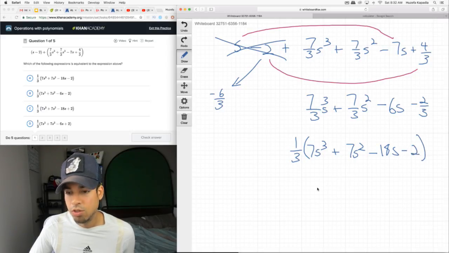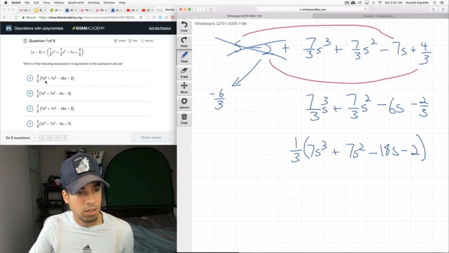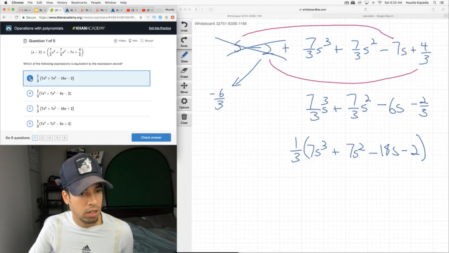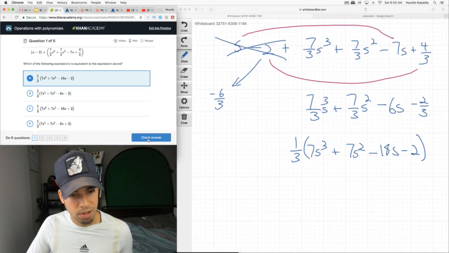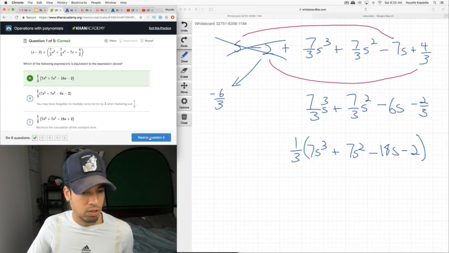Right, because 1/3 times 2 is 2/3. So here's our answer, and the correct choice looks like A. Let me just double check. This one's wrong because it's 6s. This one's wrong because it changes that to a plus, and it should be minus. And that's a plus, and it should be minus. So we've got A. Feel pretty good about it. Let's go for it. And it's correct.